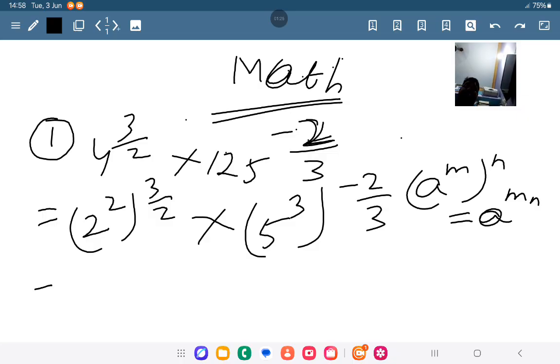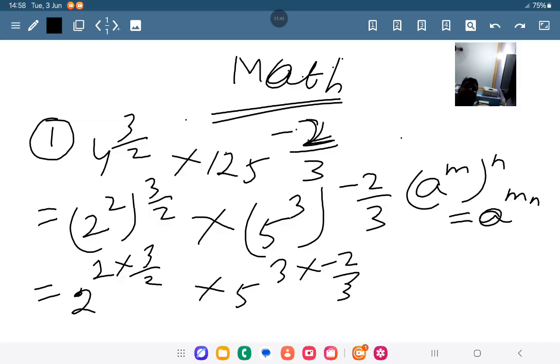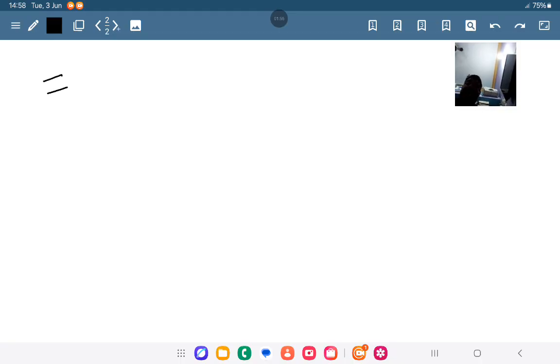Now here you can write, this power should be multiplied: 2 into 3 by 2, and 5 into 3 into minus 2 by 3. Then 2 2 cancelled, 3 3 also cancelled. So it will be 2 to the power 3 into 5 to the power minus 2.